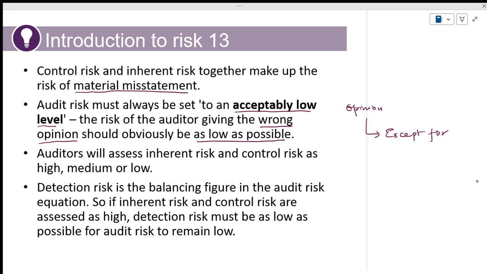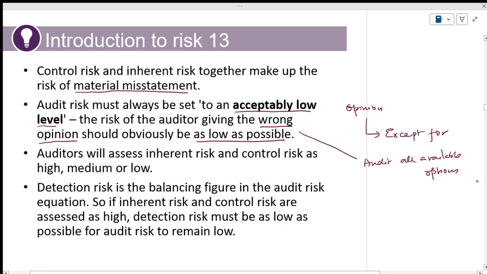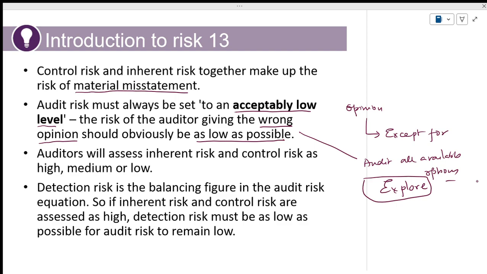No. But whenever we are giving an opinion, what the point says is that we have to audit all available options. We have to explore, as simple as that. We have to explore all available options and only then come to a conclusion. Auditors will assess inherent risk and control risk in three levels: high, medium, or low.